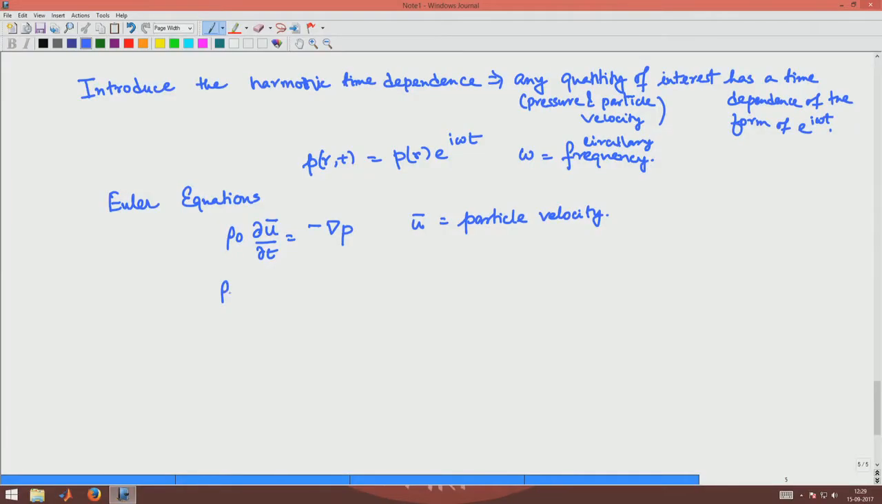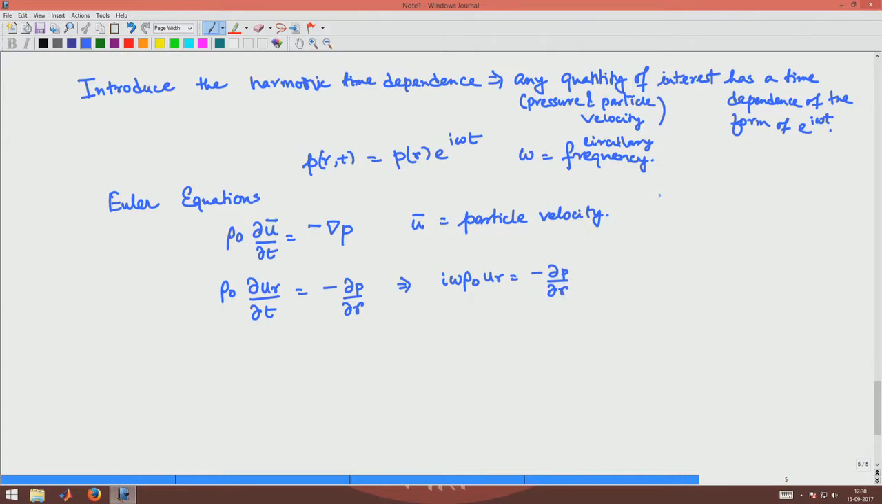So, if we specialize this equation towards the radial velocity, this is what we will get. Gradient of p will be simplified to del p del r. But now, since all variables of interest have harmonic time dependence, we can write del del t as equivalent to i times omega, and rho 0 stays, times u r, to be equal to minus del p del r.